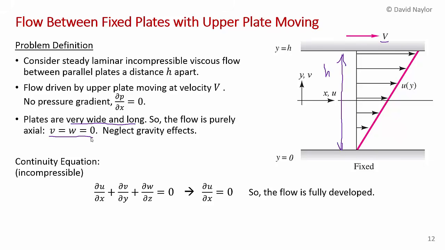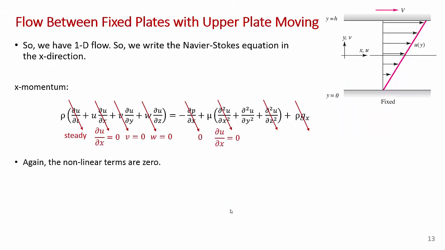So we start again with the incompressible three-dimensional continuity equation. We can make the same arguments here, that there's no v component, there's no w component, so there's no variation in the y or z direction, and you get that the flow is fully developed. We have one-dimensional flow. We can write the Navier-Stokes in the x direction. I'm going quickly over this because we went over it in some substantial detail last time. We have exactly the same Navier-Stokes equation.